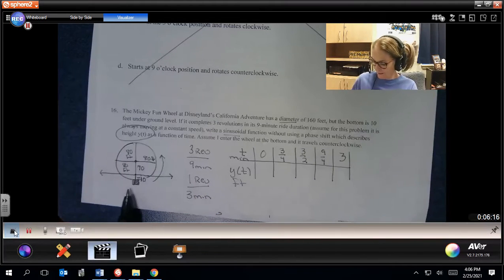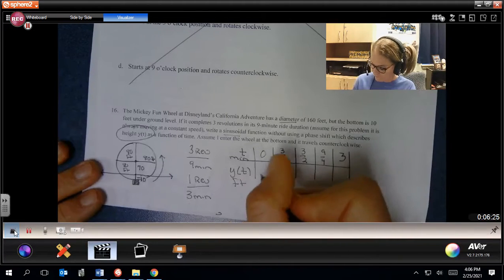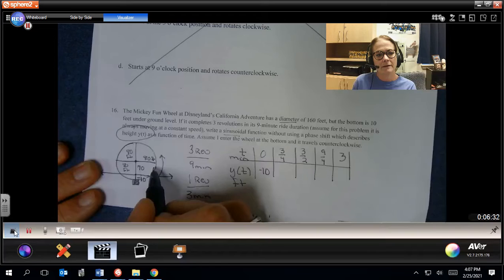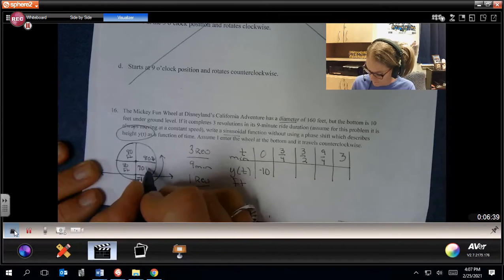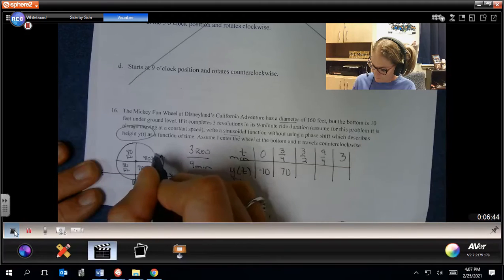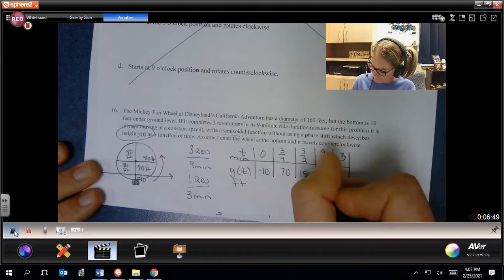Okay, so let's think about it. So we start the problem at the bottom. That's important. Where we start is important because what is this vertical height? Well, that's a vertical height of 10 feet underground. Counterclockwise is important. So we're going to go here, and at the quarter point, how high are we? We are at 70 feet. Okay, and at the halfway point, we're at 80 plus the 70, so that's going to be 150.